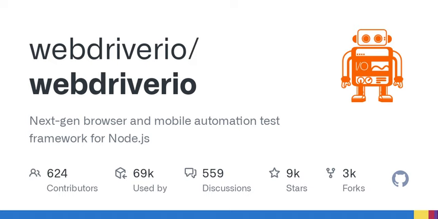And how about reporting? WebDriverio provides various reporters like Allure and Junit, giving you flexibility in how results are displayed. Have you ever had to comb through endless logs? With robust reporting, you'll have clearer insights into what's working and what's not.